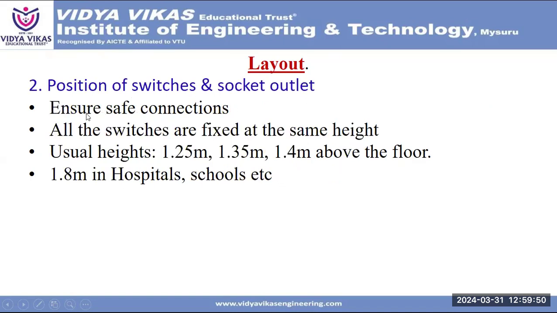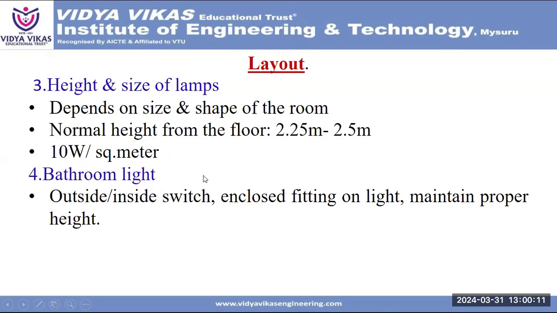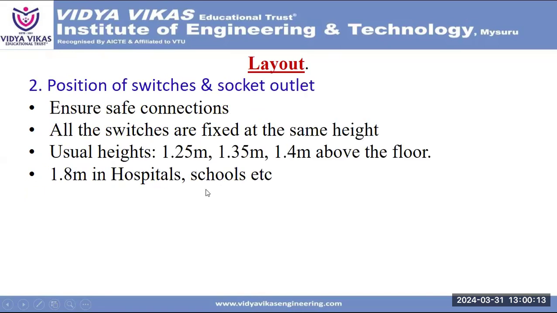Position of switches and socket outlets ensure safe connections. All the switches are fixed at the same height, usually 1.25 meter, 1.3 meter, 1.35 meter, 1.4 meter above the floor. That is, the switch position from the ground: switch socket outlets at 1.25 meter, and 1.8 meter in hospitals and schools, because children are there, and if they touch, they may get a shock. So in hospitals and schools they must be placed at 1.8 meters.